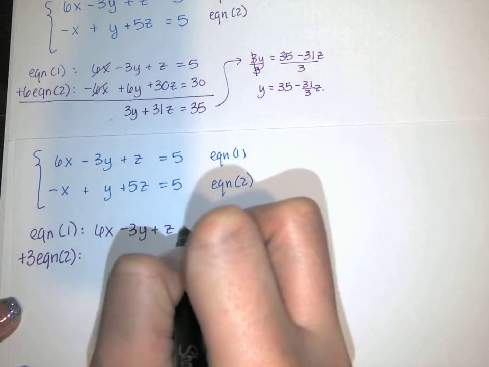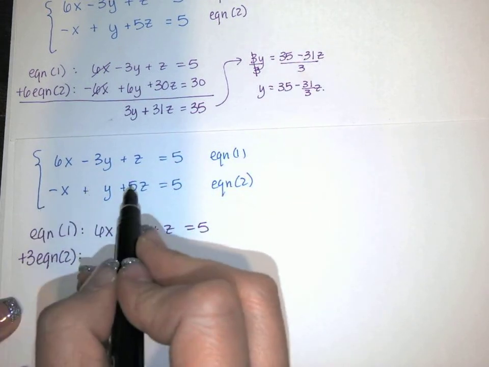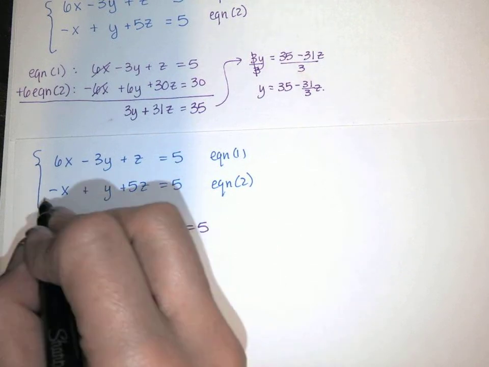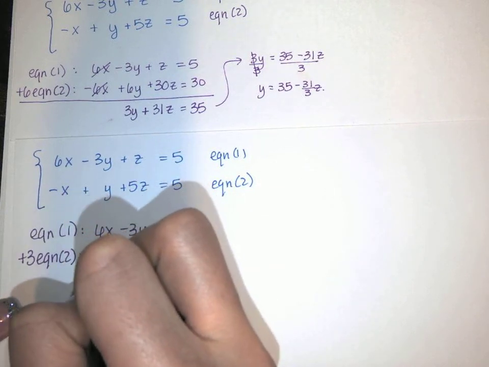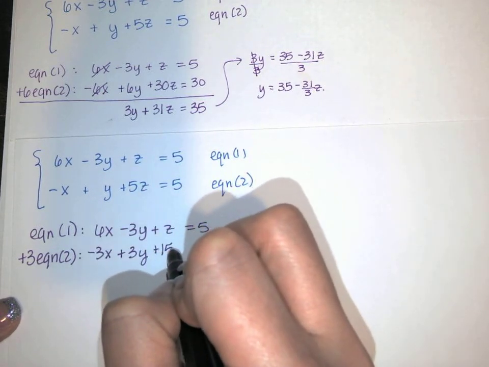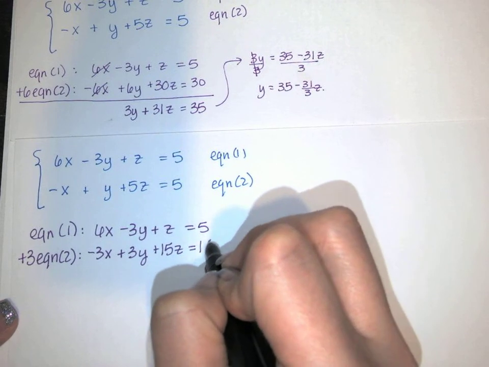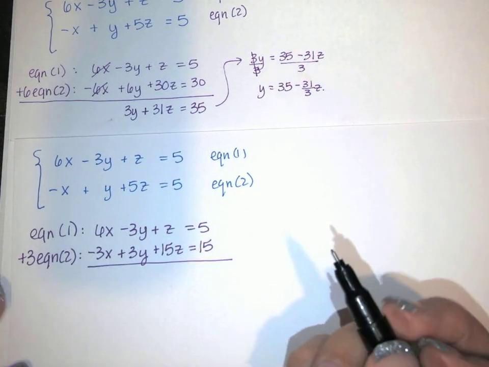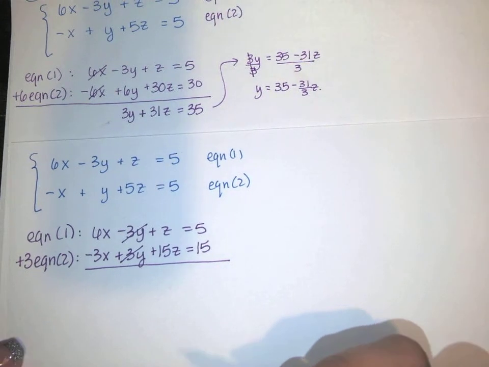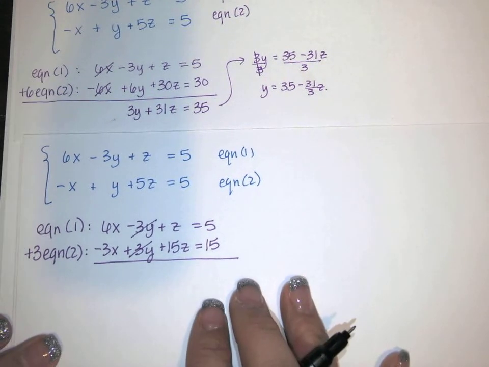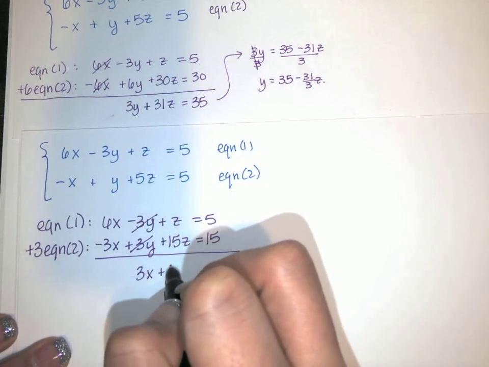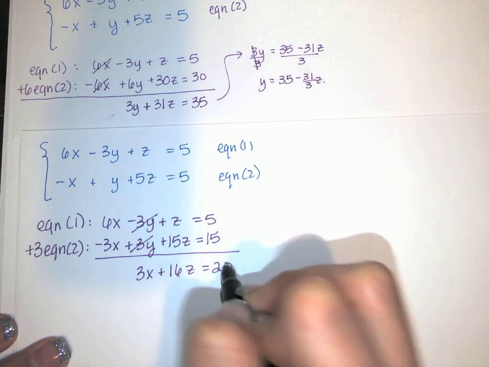Leave equation 1 alone. Multiply everything here by 3. Every single part. Don't forget the right-hand side. A lot of students forget the right-hand side. So I multiply this by 3 and I get negative 3x. Multiply that by 3, I get positive 3y. Multiply that by 3, I get 15z. And that equals 15. So I add these together. Oh dear, this is ugly, isn't it? That's okay. I get 3x plus 16z equals 20.